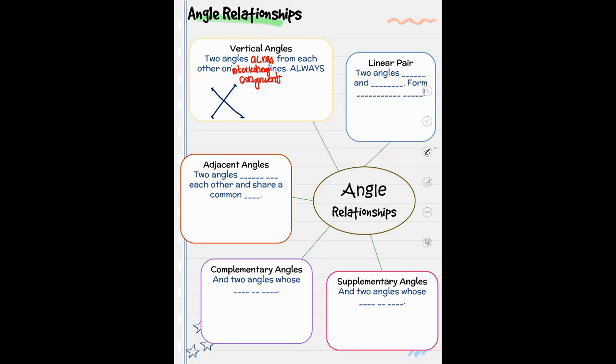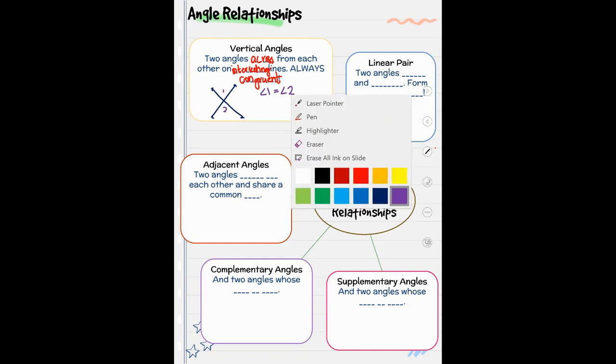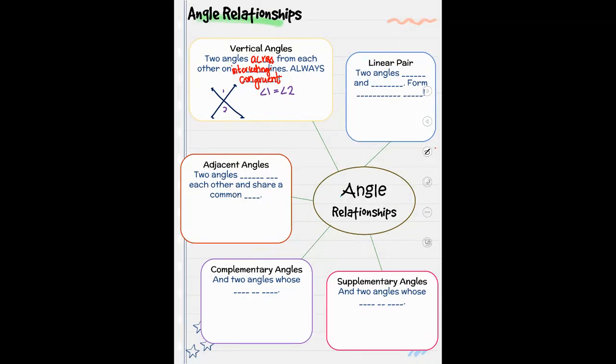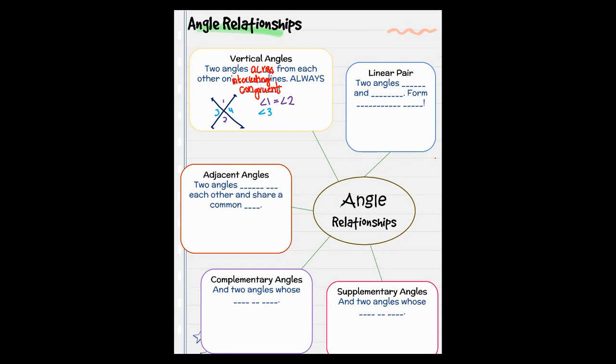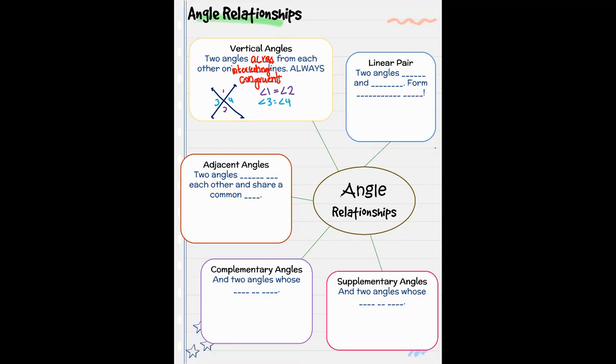And we've got angle 1 here and angle 2 here. See how they are across from each other? That's what I'm talking about. So angle 1 equals angle 2. And this is always true. If you see two angles like this, it is always going to be true. So then if we've got these angles 3 and 4, they are then going to be equal. However, 2 and 4 are not equal. We'll look at those in just a second.